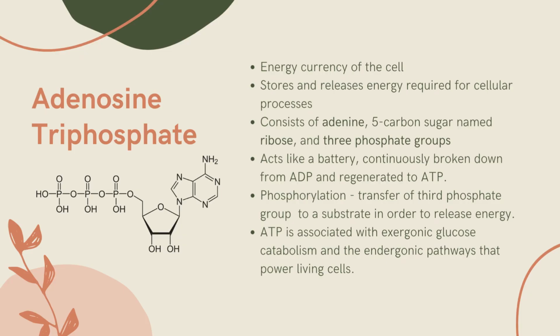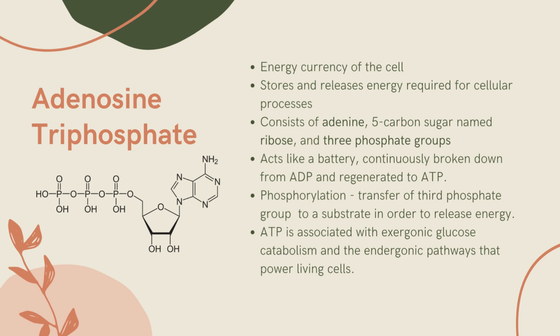Now we will talk about adenosine triphosphate. ATP is the energy currency of the cell. It stores and releases energy required for cellular processes. The structure of adenosine triphosphate consists of adenine, a five-carbon sugar named ribose, and three phosphate groups. So why is ATP very relevant in our topic for this presentation? ATP acts like a battery.